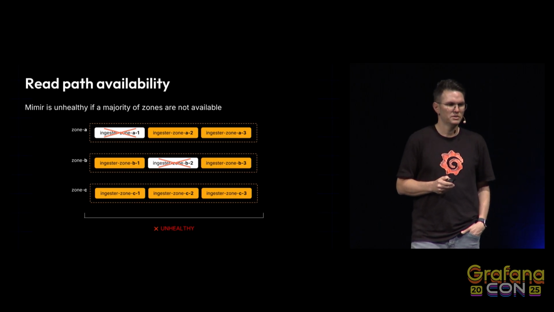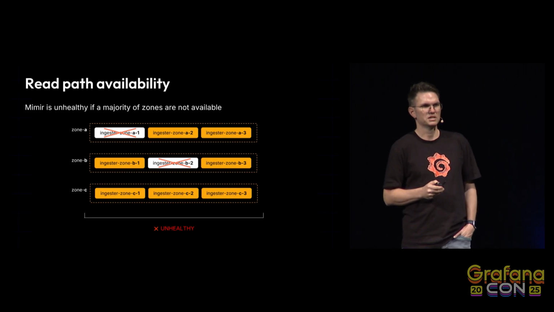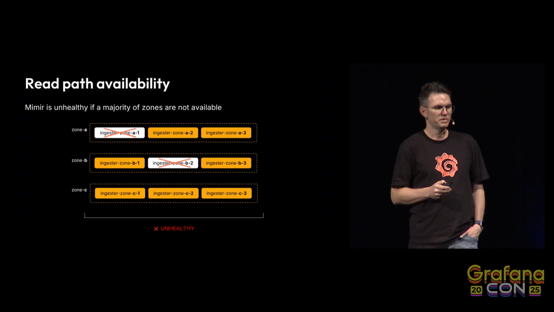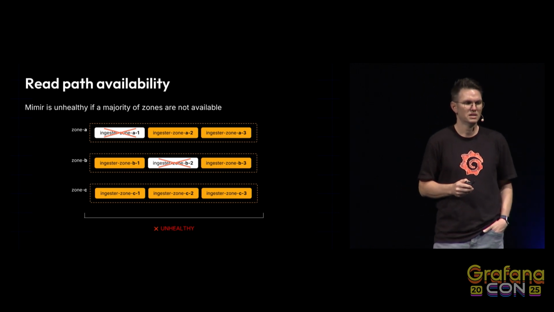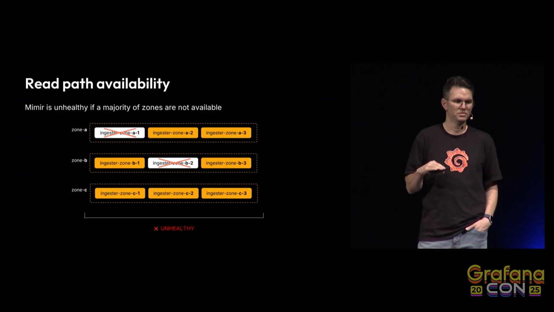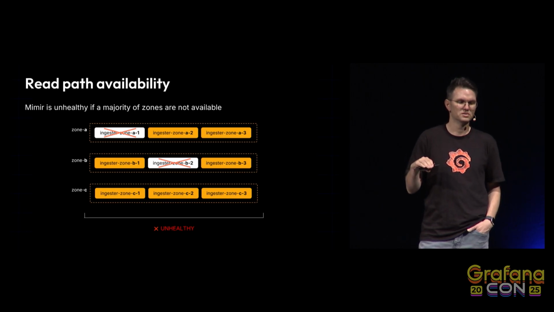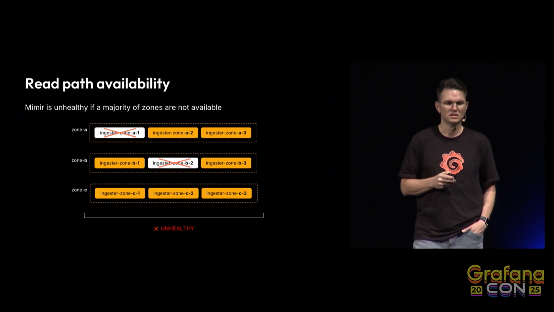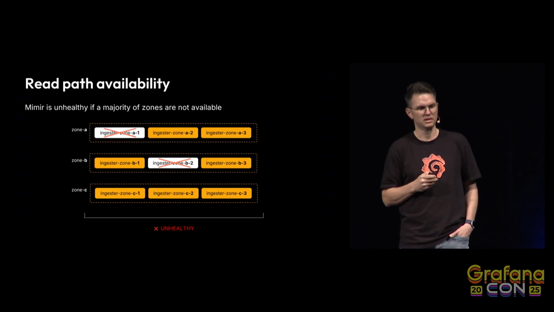Things get a little bit more interesting when we spread data across multiple zones. So Mimir has this ability to spread ingesters across multiple availability zones to provide better availability. So in this diagram, we can see we have zones A, B, and C. And if we lose one zone, having your ingesters spread across additional zones allows you to keep serving data, write requests and read requests.